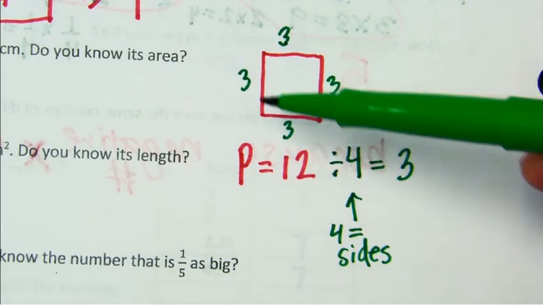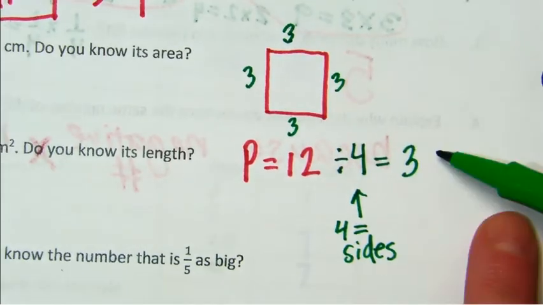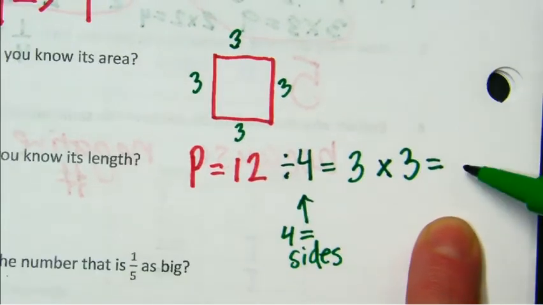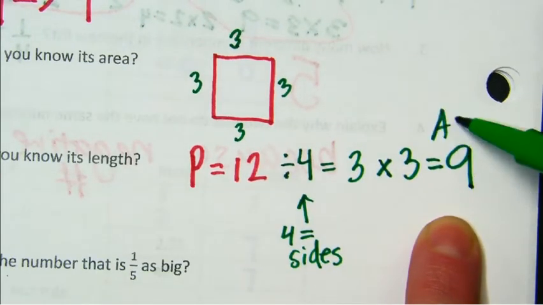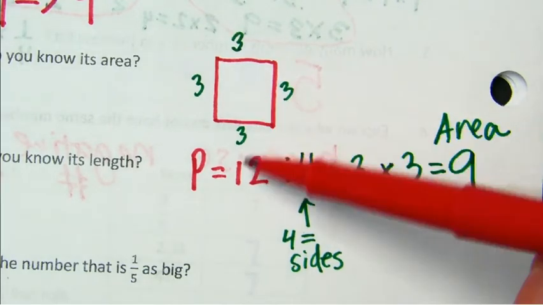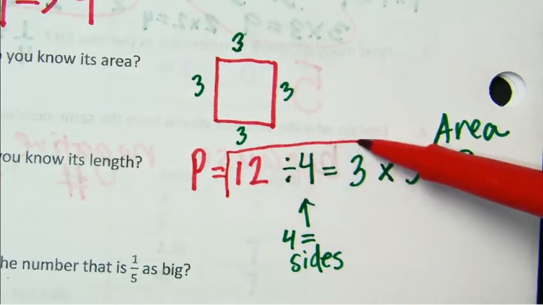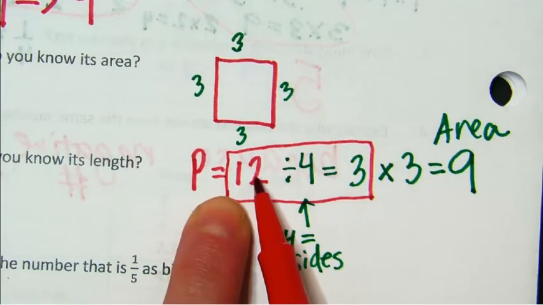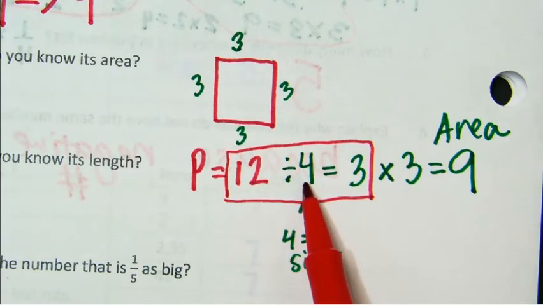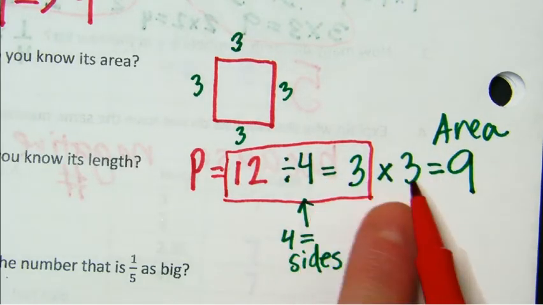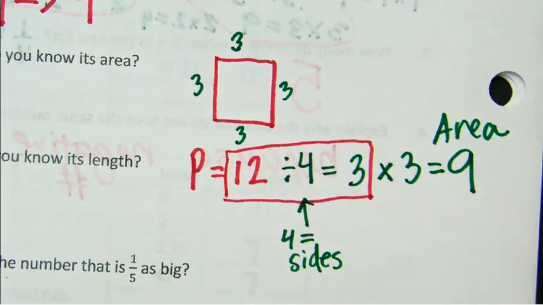Times it by itself, right? So I have to take 3 and times it by itself to get my area, which is going to be 9. And label that area. So this is the first part of what I had to do, right? I took the perimeter, divided by 4 because I have 4 equal sides, and got 3, which is the length of each side. Then I take that 3 and times it by itself to get the area.